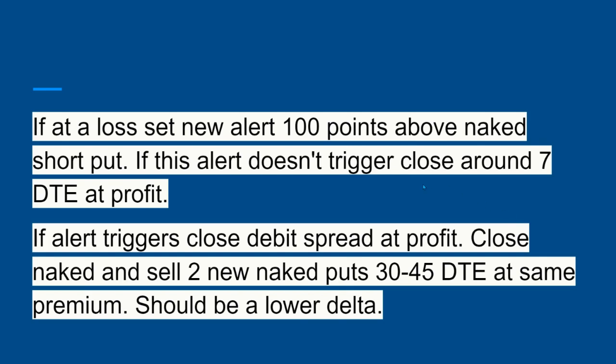If this alert doesn't trigger, then you'd probably want to close it around 7 days left. If this alert triggers and you're already at 0.3 delta still going against you, at this opportunity, you might just want to close this thing and close the debit spread at a profit. Obviously, that will be at a profit because MES is below the debit spread strikes.